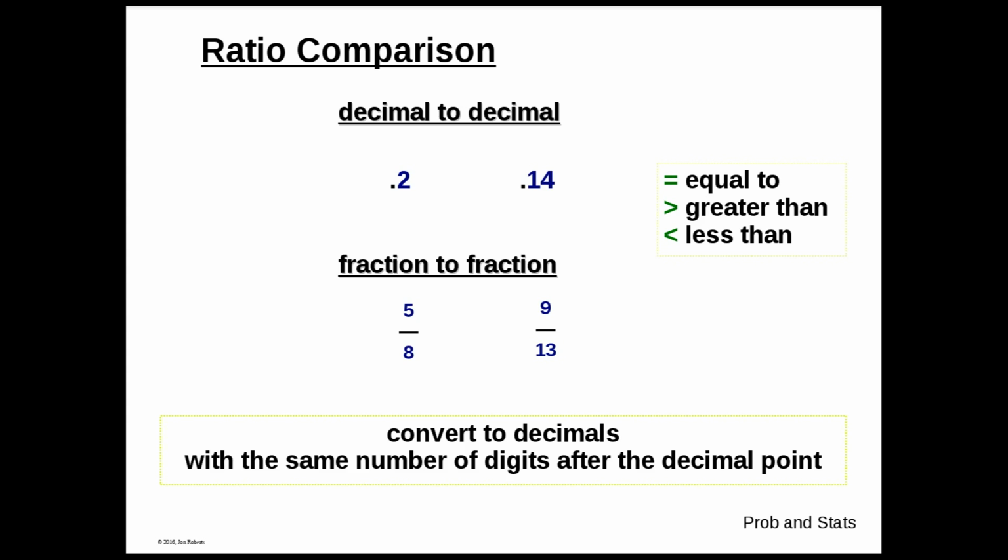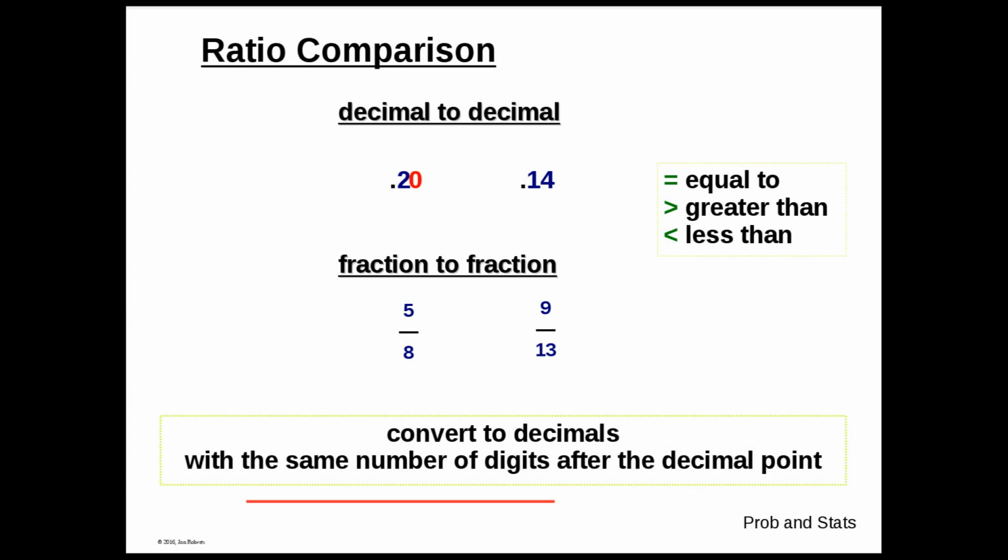The best approach when dealing with ratios is to convert either ratio or both ratios to their decimal version, and then compare them when they have the same number of digits after the decimal point. For example, if we were comparing 0.2 to 0.14, these two decimal numbers do not have the same number of digits after the decimal point. We can lengthen the shorter one by adding zeros.